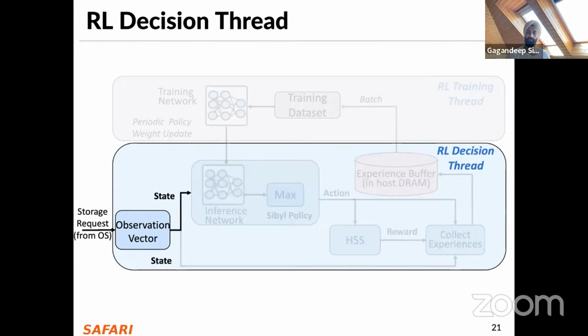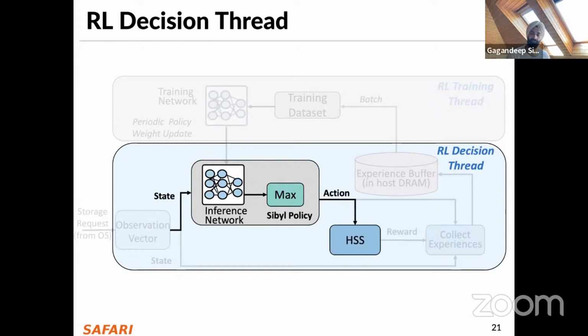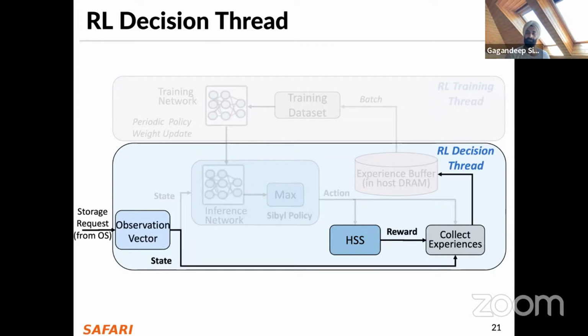For every new storage request to the hybrid storage system, Sybil uses the state information to make a data placement action. There, we have an inference network that predicts the expected benefit of each action for a given state. Sybil policy selects the action with the highest expected benefit, or it can select a random action for exploration. So in reinforcement learning, we always have this trade-off between exploration and exploitation, which is a hyperparameter as well. While making the data placement decisions, Sybil collects the information about the state, action, and reward in an experience buffer. And this experience buffer is used in the RL training thread.